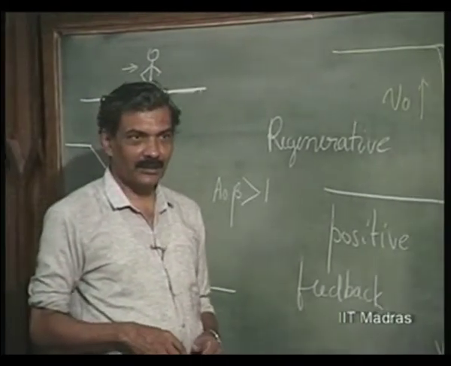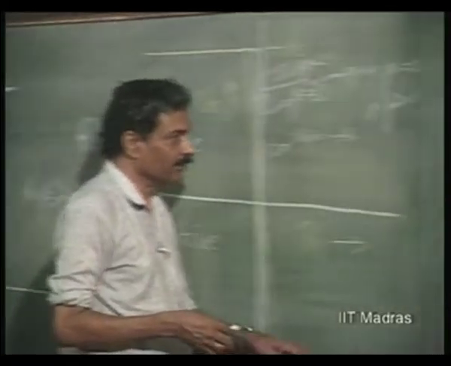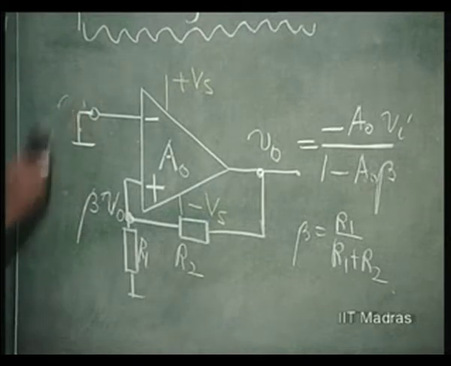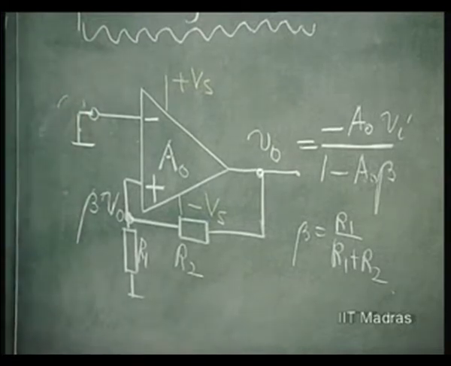Okay. What does it mean? Let us consider in terms of, let us assume that Vi is 0.